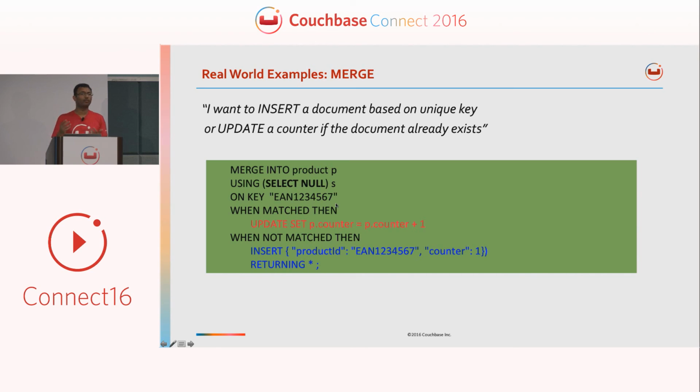You know the key of which document you want to merge. So it joins and provides the value. Then if it matches, you say, update whatever counter you have, increment it. If it doesn't match, then insert the whole document.